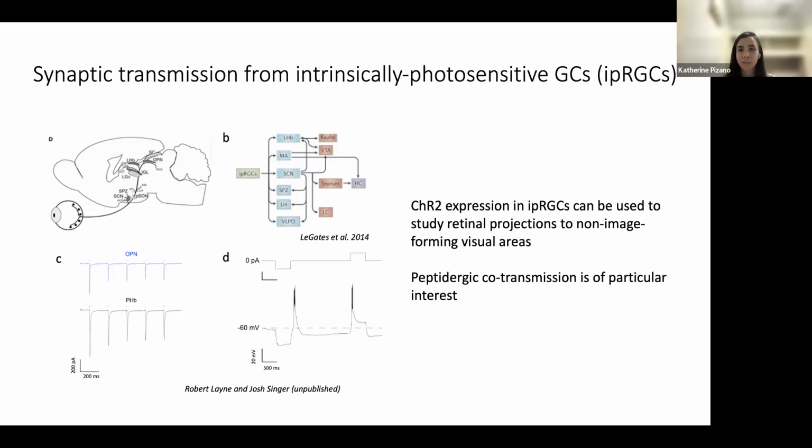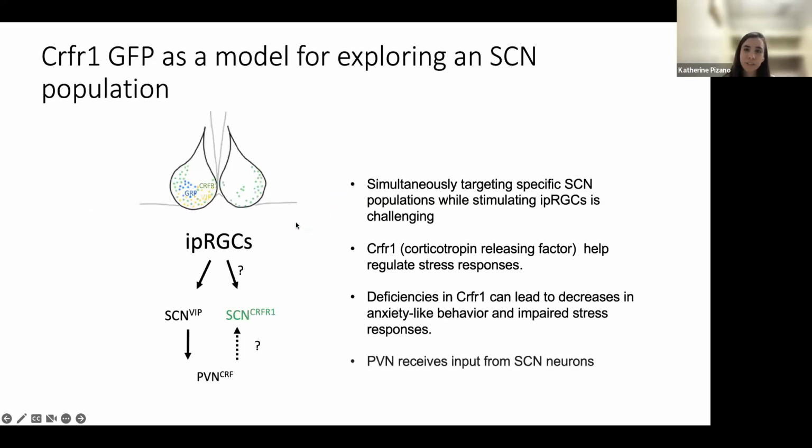And in being able to compare these responses from both retinorecipient and non-retinorecipient cells, our lab, as others have, can begin to decipher how this ipRGC input influences the local circuit transmission within these first few synapses in the brain before being sent to downstream pathways. So first, in looking at the ipRGC to SCN pathway, to better understand how PACAP might have population-specific effects here, we can use the CRFR1-GFP mouse line that's been particularly useful to us.